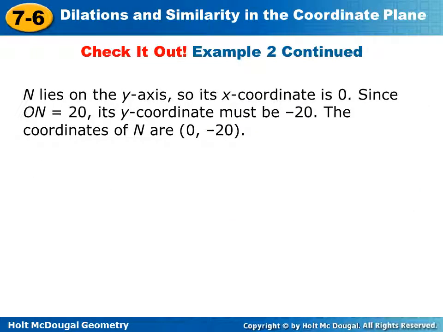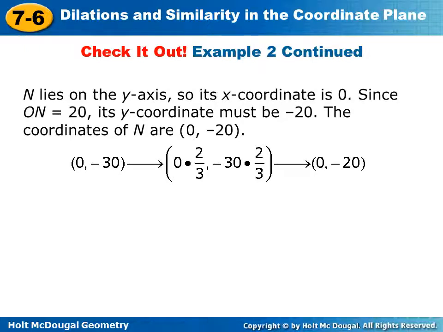N lies on the y-axis, so the x-coordinate is 0, and the y-coordinate is negative 20 because it's going down, not up. So in order to get from (0, -30) to (0, -20), we must multiply by 2/3. So the scale factor is 2/3.